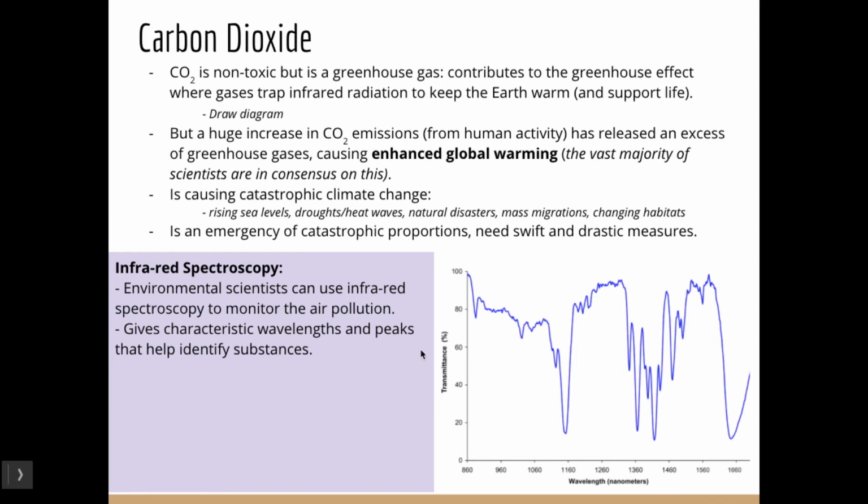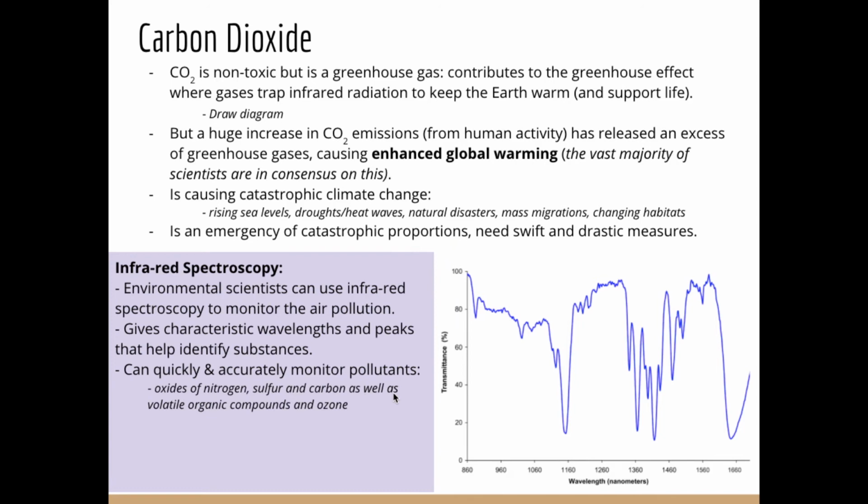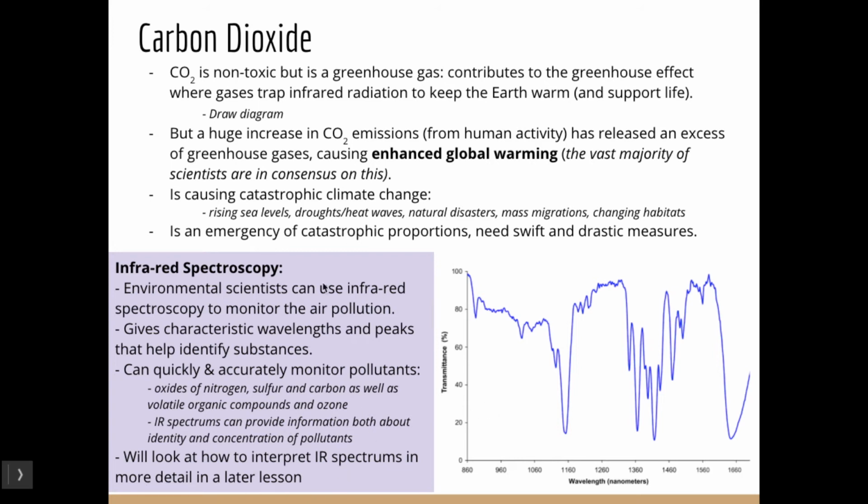which might not look like anything at this moment because we haven't looked at it much, but it can very accurately and very quickly monitor the pollutants in the atmosphere. These include oxides of nitrogen and sulfur that we've seen in our inorganic unit, as well as the oxides of carbon we've now introduced, and other volatile organic compounds and ozone. IR spectra can provide information both about identity and the concentration of pollutants. So this is one of the examples of how this can be monitored. If we can monitor it, we can better manage it.